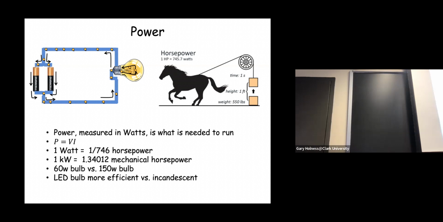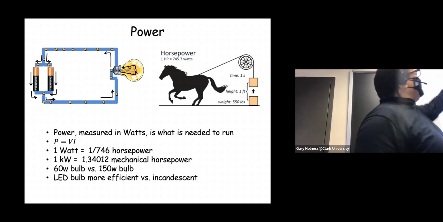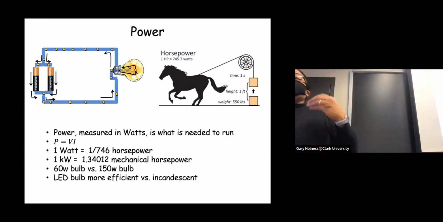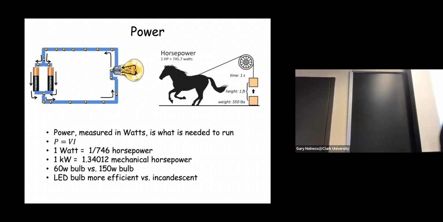So LED bulbs are more efficient, and we contrast what happens in this regular bulb, the so-called incandescent bulb. We said that the filament heats up, and because it heats up, not only are you generating light, but some of that energy is being dissipated as heat. If you put your hand on a bulb after it's been on, you can feel some warmth coming from it, right?